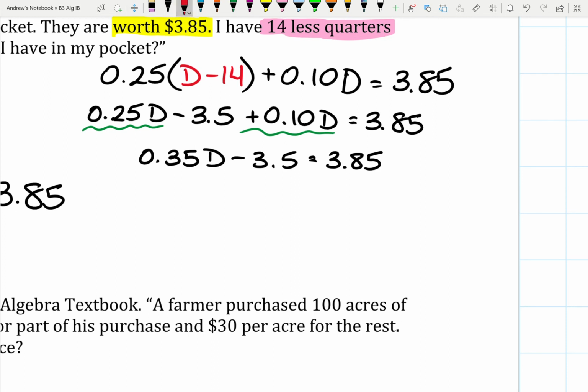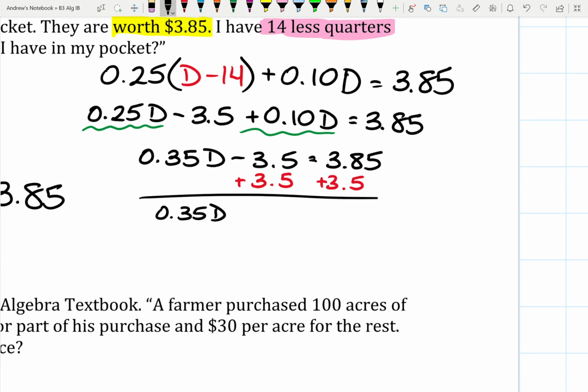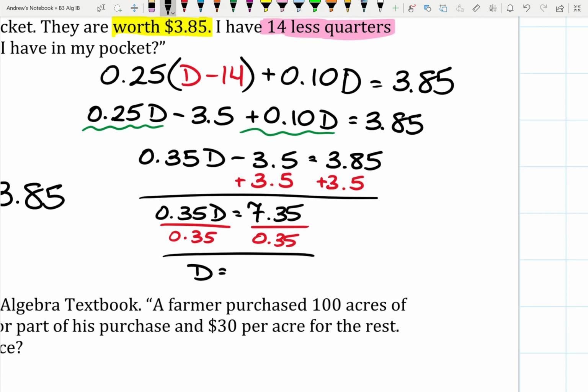Okay. What we're going to do is move that 3.5 over to the other side, so we'll add it there. We're going to get 0.35D equals, it's going to come out as 735 there. Again, I'm using a calculator through this, I'm not just whipping these numbers together in my head. And then, especially for this one, we're going to need to divide by 0.35 on both sides. So when we do that, D is equal to 21. So altogether, we had 21 dimes.